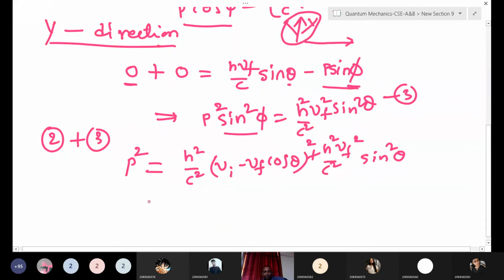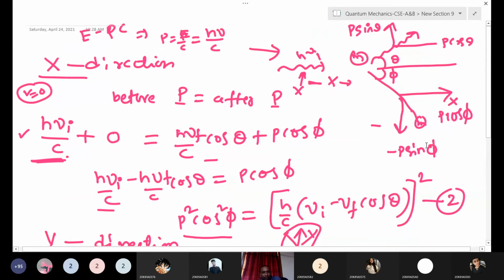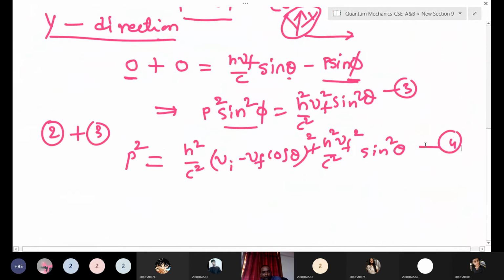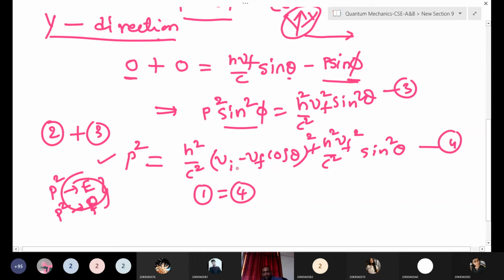Now let's take this as expression 4. In equation 1, using the energy conservation law, we derived the p square value. Here also, from the momentum conservation law, we got the p square value. We will equate these two equations, 1 and 4, and then simplify this expression. Is it clear now what we have done here?